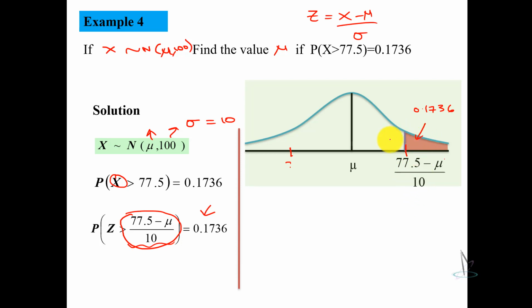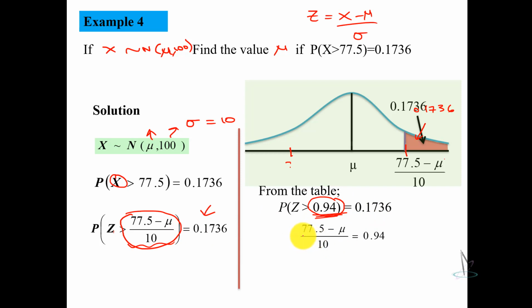We need to refer to our table for which value of Z can give us 0.1736. From the table, if Z is greater than 0.94, we are going to get 0.1736. So this is Z greater than 77.5 minus mu over 10, and this is Z greater than 0.94, so I can directly compare them both. So 77.5 minus mu over 10 is 0.94. Therefore, mu is equal to 68.1. Okay, done. Next.